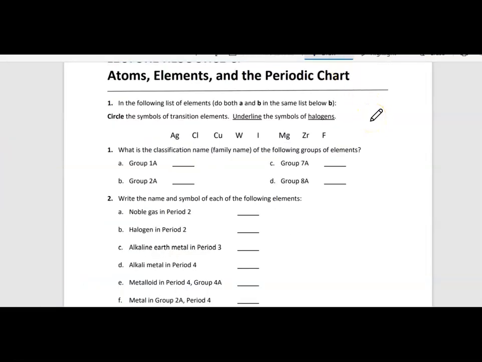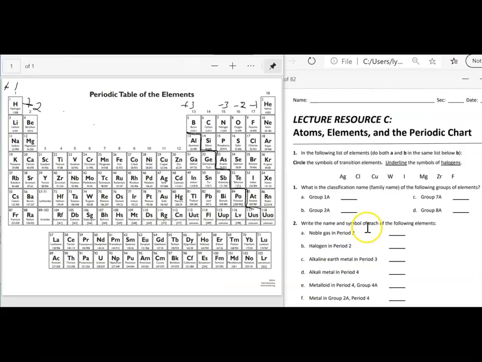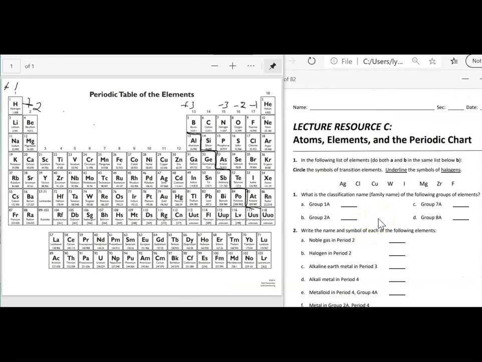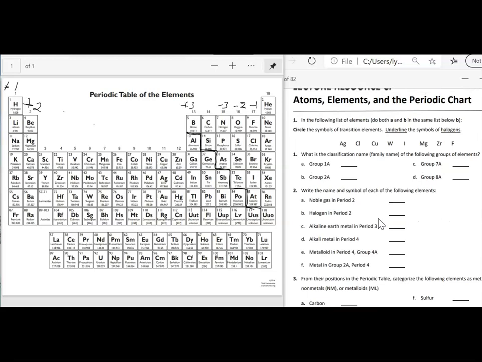Here we are circling the symbol of the transition element and underlining the symbol for the hydrogen. Find these lecture resources in your introduction module. And again, these are very good study guides for what you might see on your exam. You'll need your periodic table and this document to be able to work through these. We want to go to the transition element, so we're just searching through this middle section for transition element. So we know copper is a transition element.